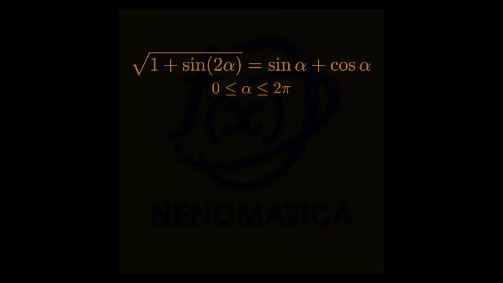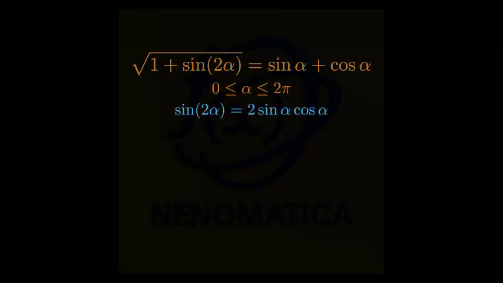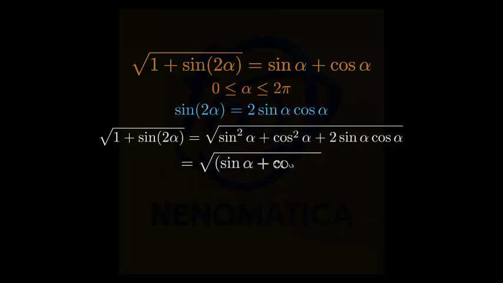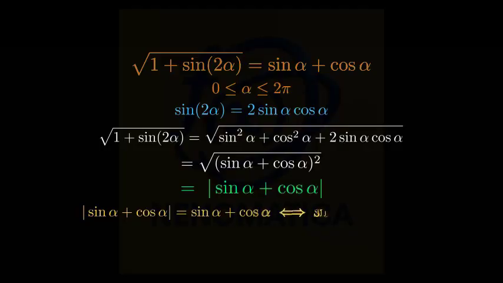We simplify the left side using two identities. First, sine of 2 alpha equals 2 sine alpha cosine alpha. Next, use sine squared plus cosine squared equals 1 to rewrite the inside as a perfect square. Taking the square root gives an absolute value, the absolute value of sine alpha plus cosine alpha. So the equation becomes the absolute value of sine alpha plus cosine alpha equals sine alpha plus cosine alpha. That is true exactly when sine alpha plus cosine alpha is greater than or equal to 0. This inequality describes the set of angles we are looking for.